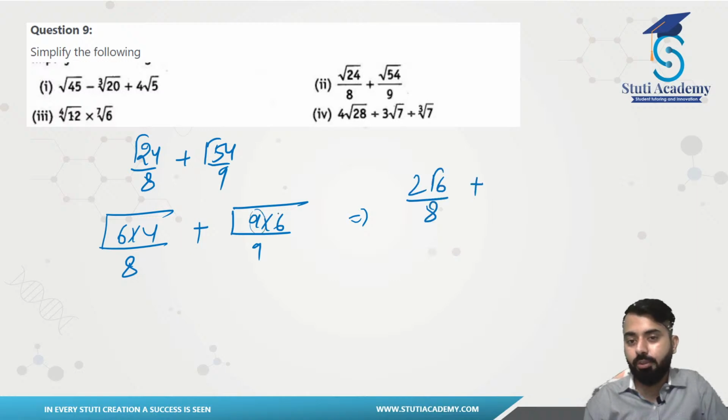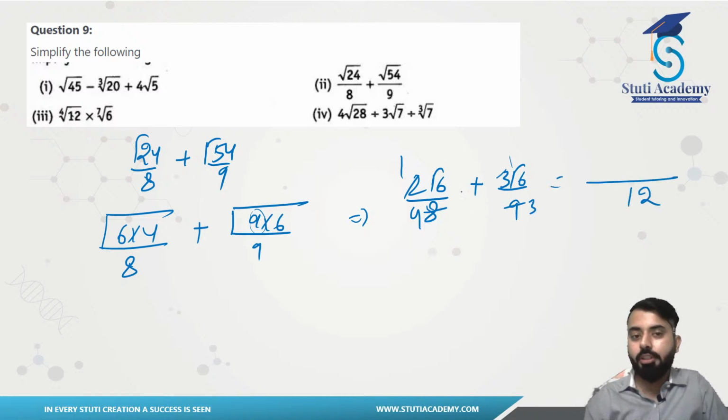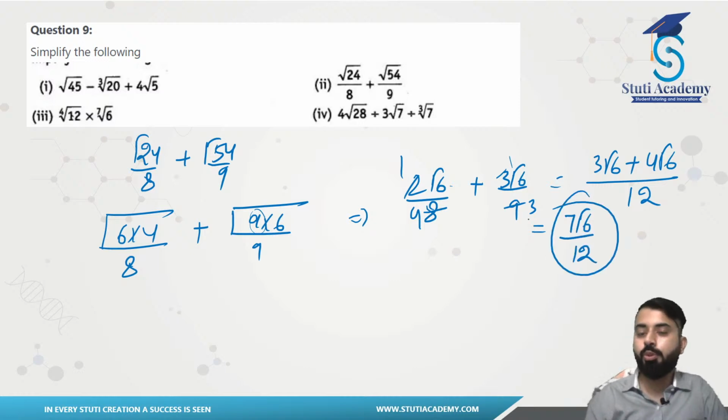This is again square. This will be what? 3 square root 6 by 9. This will be what? A 1 by 4. This will be a 1 by 3. Take LCM. That will be 12. 3 square root 6 plus 4 square root 6. So your answer is what? 7 square root 6 by 12. That is the whole point here, right?